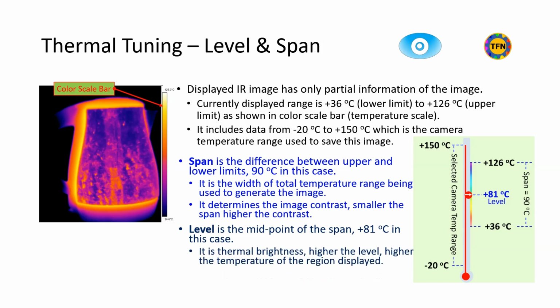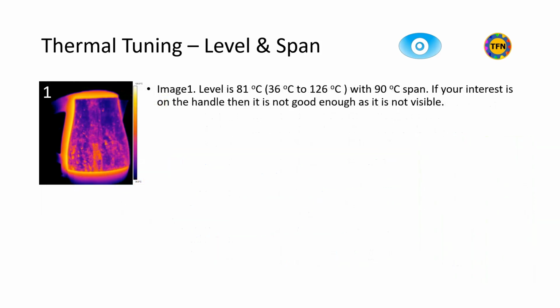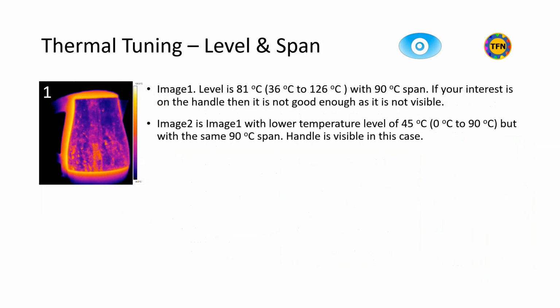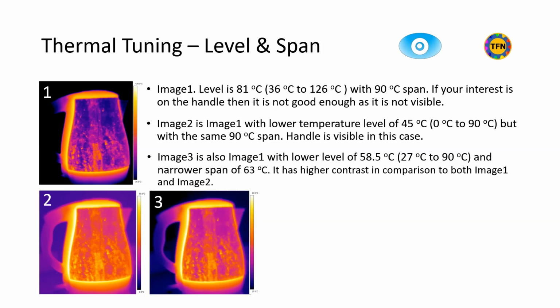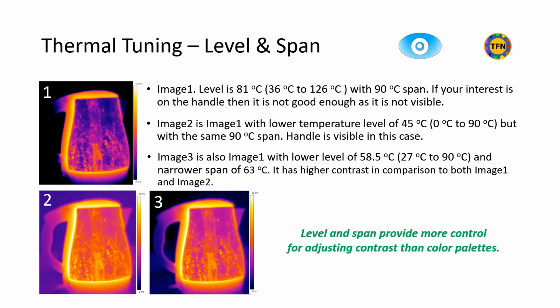Level is thermal brightness. Higher the level, higher the temperature of the region displayed. By adjusting both level and span, we can highlight the region of interest with increased contrast. Level and span are better thermal tuning tools than color palettes as they provide more control for improving contrast. Here we have three images, actually same image with different level and span. Obviously, image 3 has the best contrast due to smallest span.